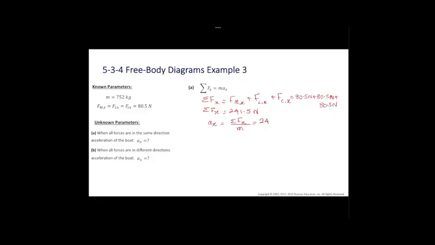Now we can simply find the acceleration in the x direction, which is sigma Fx over mass, that is 241.5 newtons over the mass, 752 kilograms. So the acceleration is 0.321 meters per second squared, and it is a positive value, therefore it's moving in the positive x direction. Now in part B, Larry and Curly push in the opposite direction to Mo's push. Therefore their force values are negative.